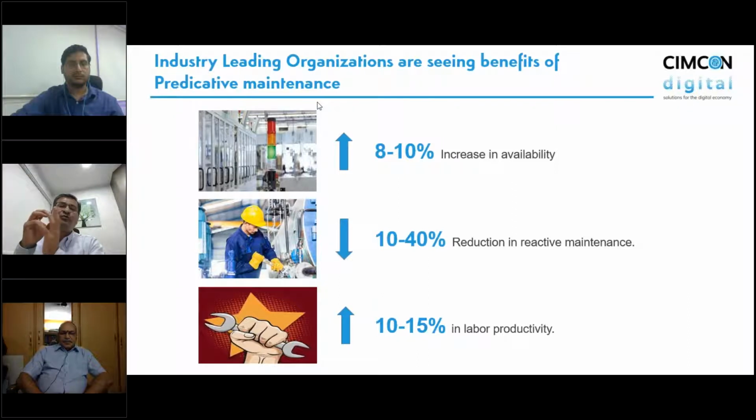And now I would like to tell you that industry leaders have already started implementing this solution, and they have started getting benefit out of it. You can see here the amount of benefit they have started receiving in different areas. In terms of availability, they could improve by 8 to 10%. They could achieve a 10 to 40% reduction in reactive maintenance, and they were also able to improve labor productivity by 10 to 15%. So technology is maturing, and customers have started getting benefit from it.